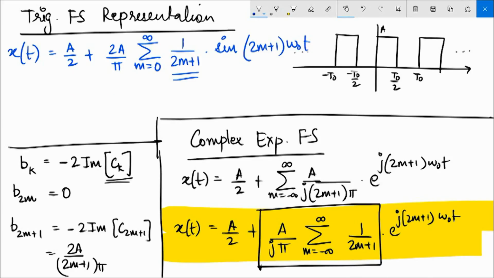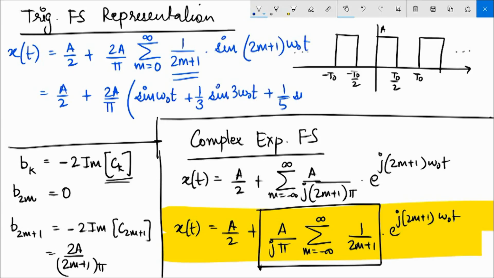So I can rewrite this as a by 2 plus 2a by pi. When m is equal to 0, 2m plus 1 is equal to 1, so this means sine omega naught t. For m equal to 1, this denominator is 3, so this means 1 by 3 sine 3 omega naught t plus 1 upon 5 sine 5 omega naught t, and so on.